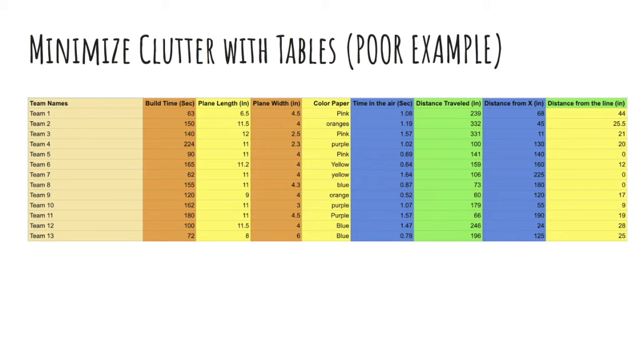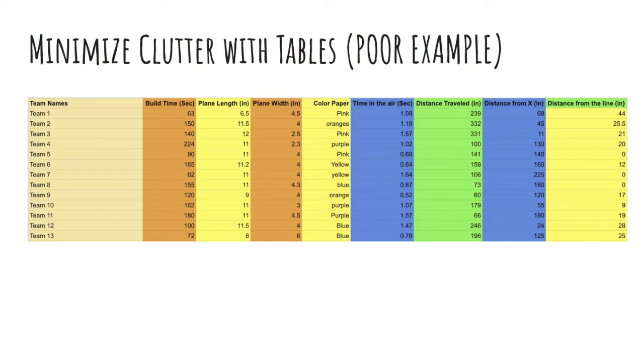We actually developed this table in an earlier class. When we took paper airplanes and threw them across the room, we measured a few different things. We measured the time that it took to build, the plane length, the width, the color, the time in the air, and so on. As you can see at the top, we have a bunch of things there. We need to minimize that clutter.